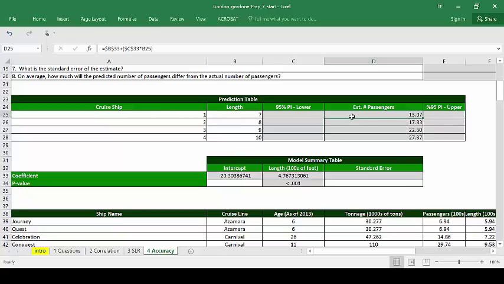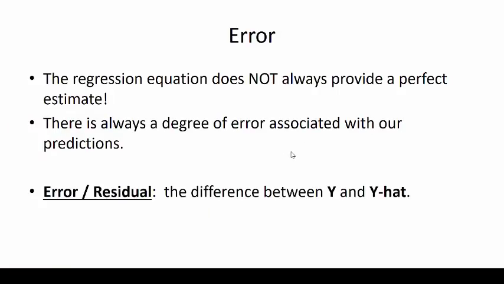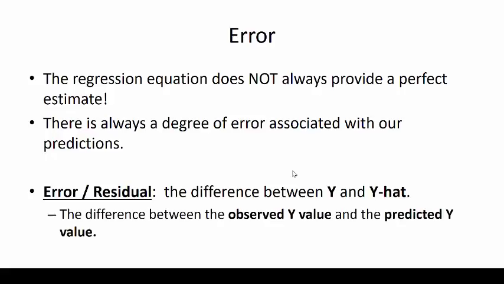Now I want to talk about error associated with the regression equation. So when we use the regression equation, we're not getting 100% accurate estimations. So for the first ship, we estimated that they would have about 1,300 passengers. This is somewhat of a rough estimate. We're not going to be 100% accurate. So there's always some degree of error associated with any regression analysis. Another term for error is residual, and residual is the difference between y and y hat, or in other words, it's the difference between the observed or the actual y value and the predicted y value.